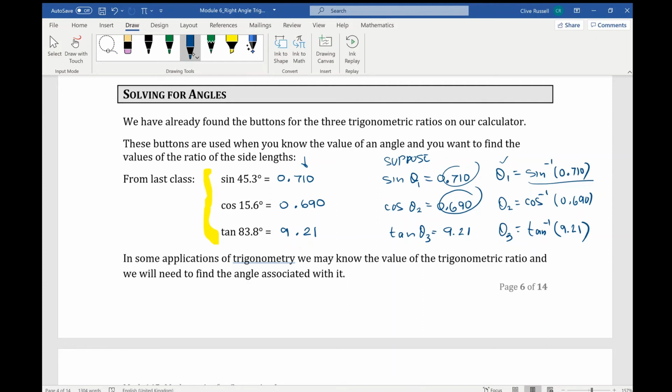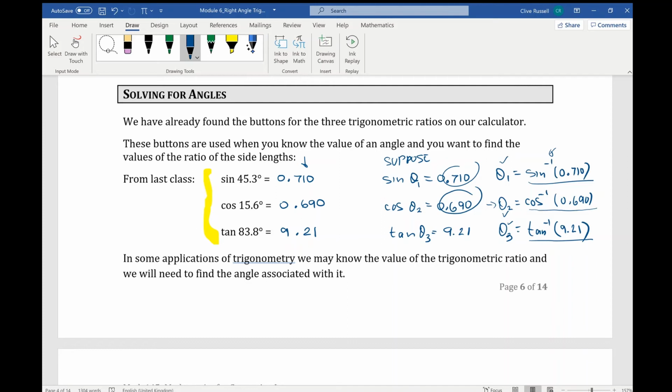The angle whose sine is 0.710. So remember, when you see the -1, you're finding an angle. For theta 2, it means that theta 2 is the angle whose cosine is 0.690. And for the last one, you say theta 3 is the angle whose cosine is 9.21.